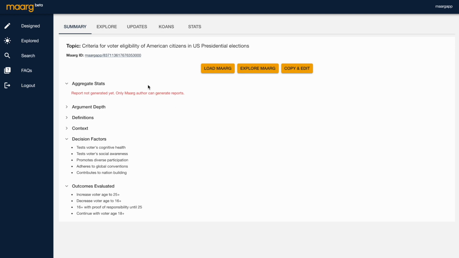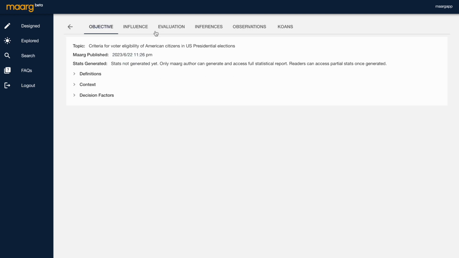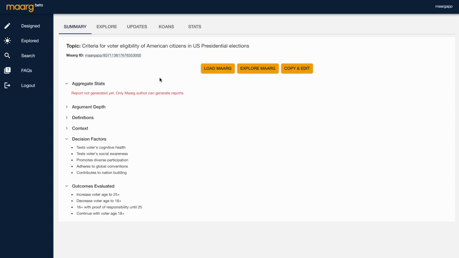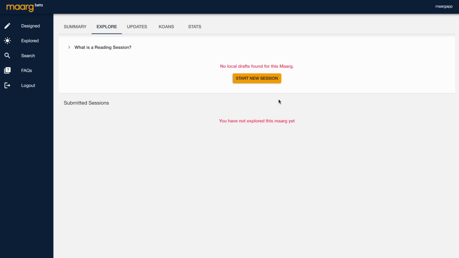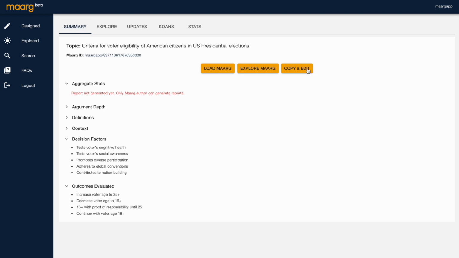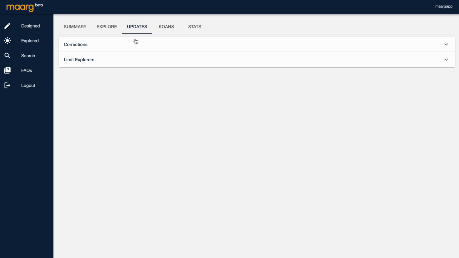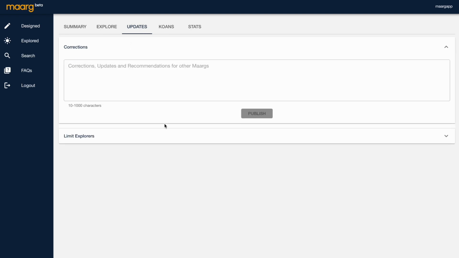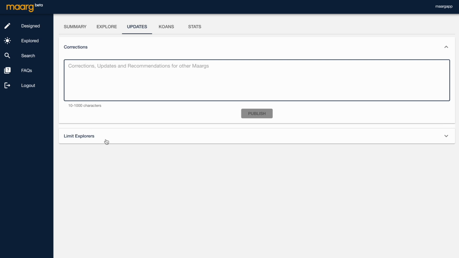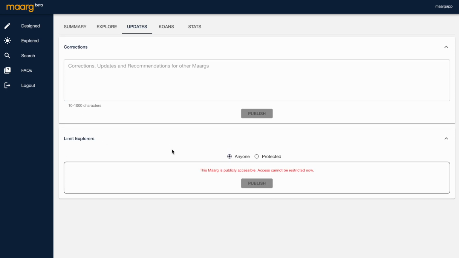If we look at this, the Maarg author can load and read the Maarg, which we'll talk about shortly. The Maarg author can also explore the Maarg just as any other reader, and they can generate their own learning report. The Maarg author can also copy and edit to republish this Maarg. The copy and edit option is available even if you're not the original author of that Maarg. For now, we can also see other tabs, for example, the updates. Because Maargs are not editable, you can always publish corrections. Maargs are also public by default when you are publishing. You can always change this later on.